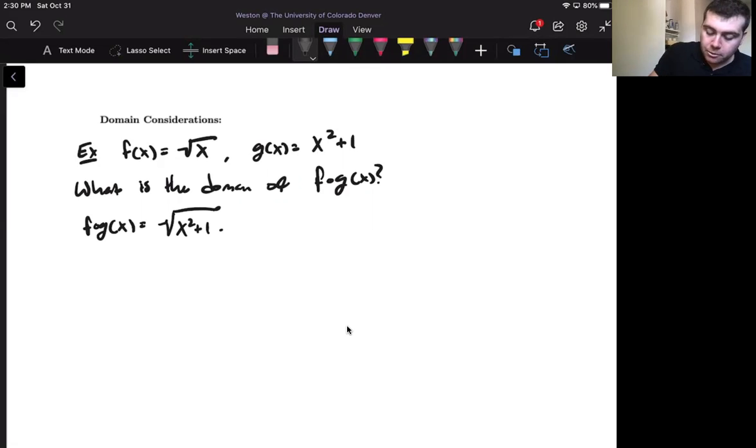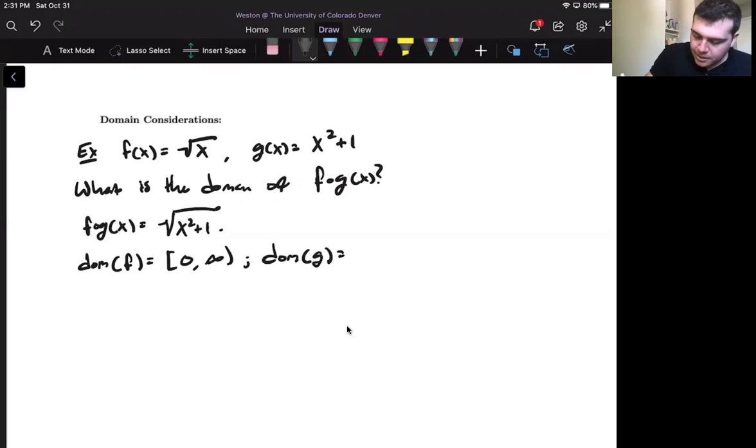So individually, we know that the domain of f is all the non-negative numbers. If we plug a negative number into f of x, we're going to get an imaginary number out. Well, that's fine for some parts of the course. This is one where we're still going to think about our domain as just outputting real numbers. And the domain of g is a polynomial, so it, of course, is all real numbers.